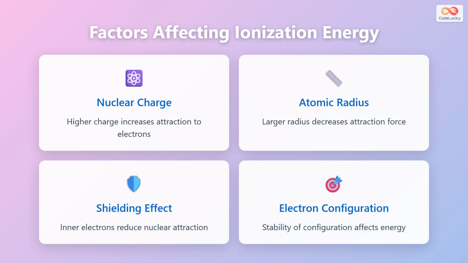Four main factors affect ionization energy. Nuclear charge refers to the number of protons in the nucleus. Higher nuclear charge means stronger attraction to electrons. Atomic radius is the distance from the nucleus to the outermost electron. Larger radius means weaker attraction. The shielding effect occurs when inner electrons block the nuclear charge from reaching outer electrons. Finally, electron configuration affects ionization energy because some configurations are more stable than others, requiring more energy to disrupt.